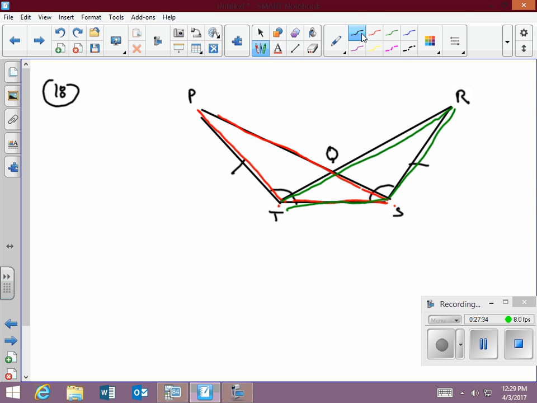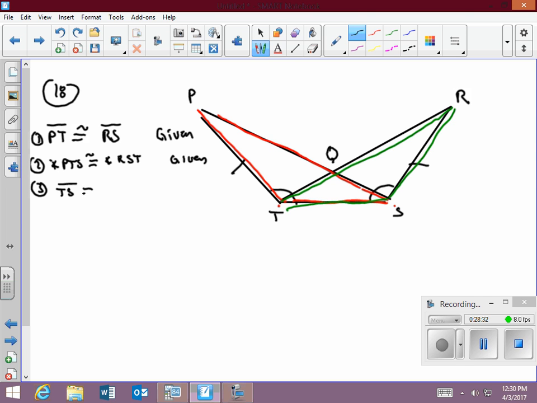You can prove congruency by saying that, number one, PT is congruent to RS, and that's given. And then you can say angle PTS is congruent to RST, and that's given. And then, like you said, Vince, you can say the line PS is congruent to the line ST, and that's reflexive.